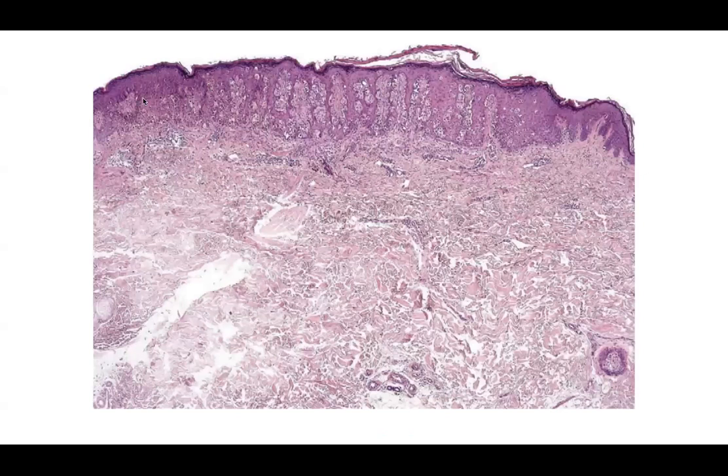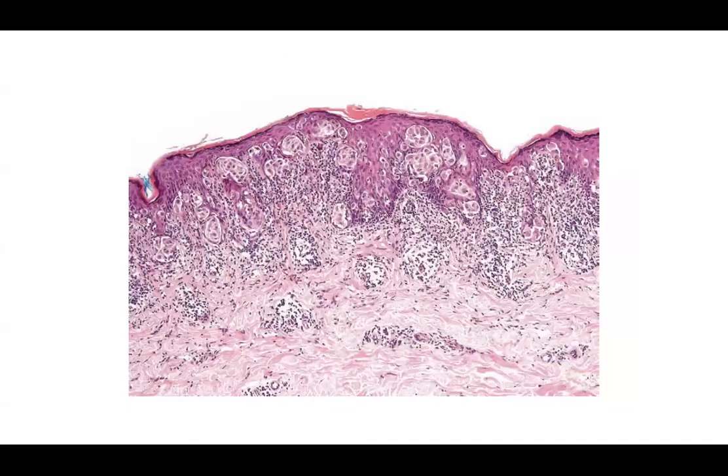Here's an example of a proliferation of nests and single cells throughout the epidermis and along the rete ridges. Prominent pagetosis here. This is a melanoma in situ. Again, higher power view showing melanoma in situ.